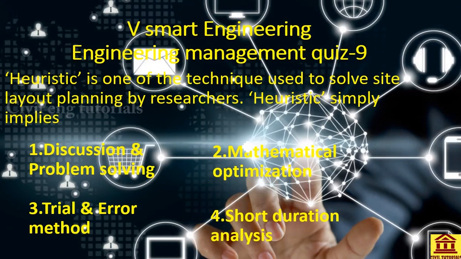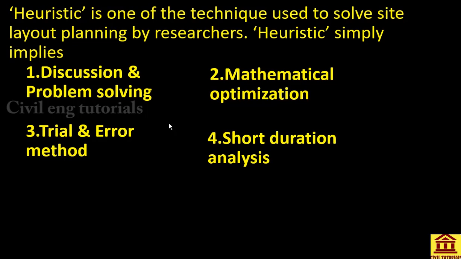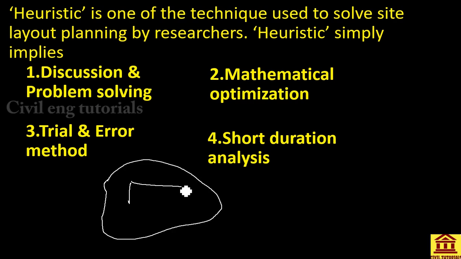So here's our ninth problem. The ninth problem is: heuristic is one of the techniques used to solve site layout planning by researchers, and heuristic simply implies. So we are going to see the meaning of heuristics here. Let's come to the concept of site layout planning. Let's say this is our site boundary. Now we are going to build a building here. This is our building, so we are going to lay out our planning.